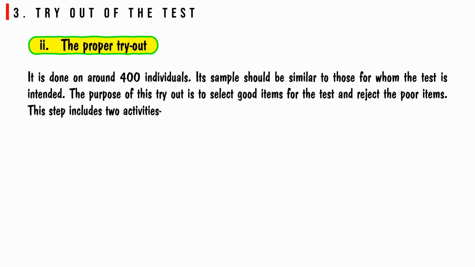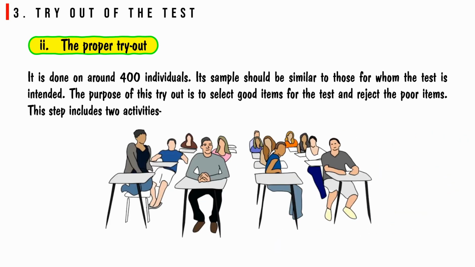The second stage is the proper tryout. It is done on around 400 individuals. Its sample should be similar to those for whom the test is intended. The purpose of this tryout is to select good items for the test and reject the poor items. This stage includes two activities.